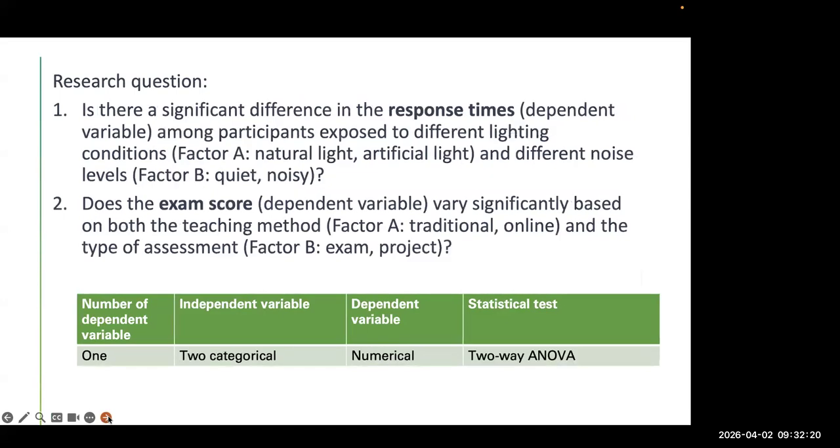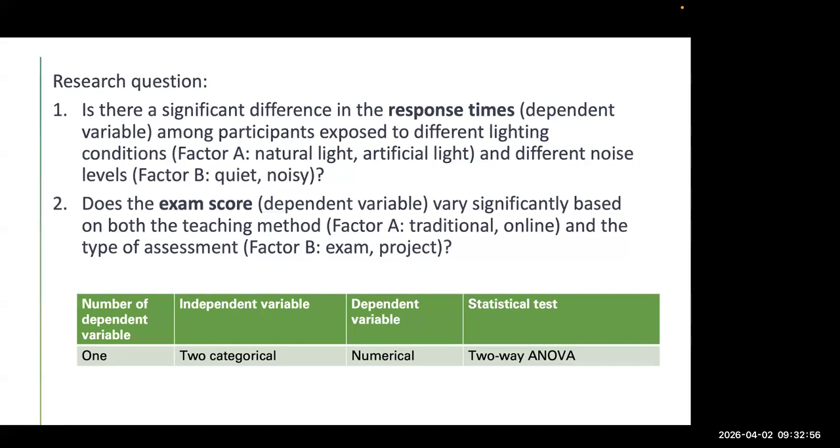Okay, next. Is there a significant difference in the response time among the participants exposed to different lighting conditions? Okay, now we have two factors, factor A and factor B. In this case, my dependent variable is response time, which is numerical, and I only have one dependent variable. I want to see only response time. But now, I want to see two factors: factor A and factor B.